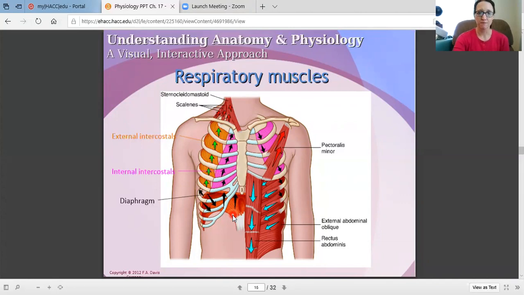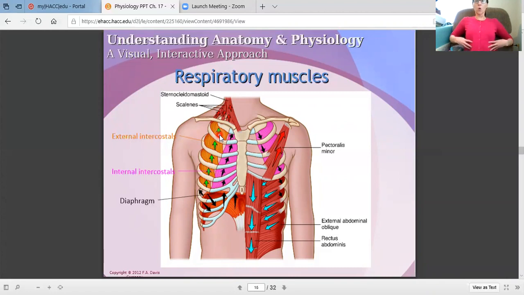In addition to the diaphragm, we have the internal and external intercostal muscles. The external intercostals are actually pretty easy to feel. If you place your fingers just below your breasts, right in between your ribs, and take a deep breath in, you can feel the external intercostals engage. They are lifting the ribs up and out. They are more superficial than the internal intercostals.